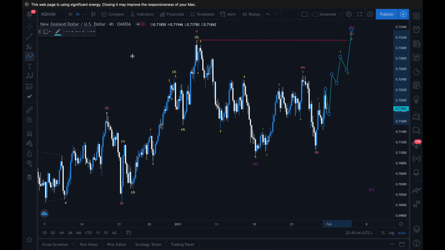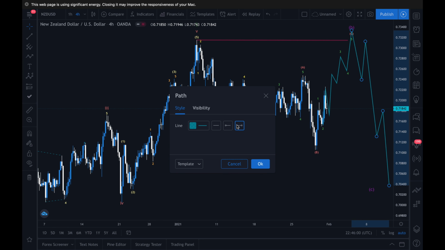And then what am I expecting? We know whenever we run above previous highs, we always expect a very large C wave. So we're going to mitigate, and then we're going to continue down as a 5-wave structure. Wave C is always going to be a 5-wave structure. So this is what I am predicting.